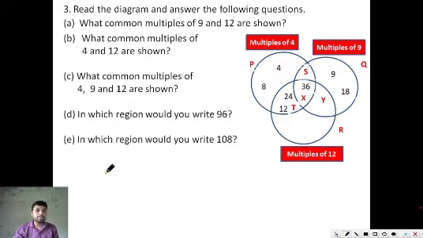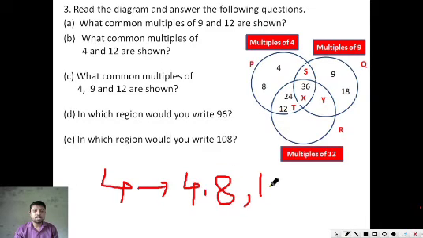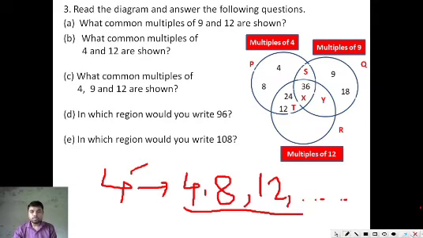Suppose I give the example 4. So what are the multiples of 4? As I told you, the product with that number, that means the product with 4, by counting numbers, that means by 1, 2, 3, 4, 5, 6, 7. So 4 ones are 4, 4 twos are 8, 4 threes are 12, and it will continue and so on. So these are all the multiples of 4. Is it clear?